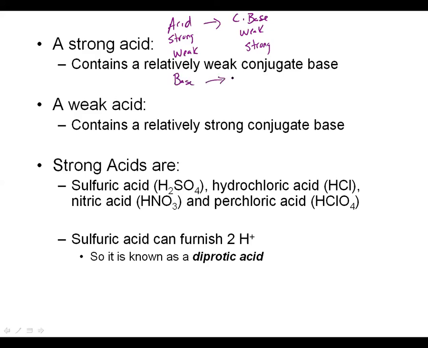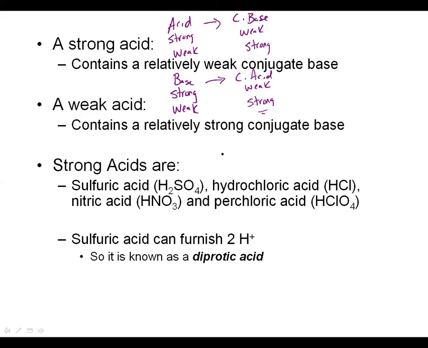But when we look at the base and its conjugate acid, the same relationship is there. If we start with a strong base, its partner is relatively weak. And if we start with a weak base on the left-hand side, its conjugate acid partner will be relatively strong as well. So that is the relationship we see between acids and their conjugate bases, or bases and their conjugate acids, in terms of strength and weakness.